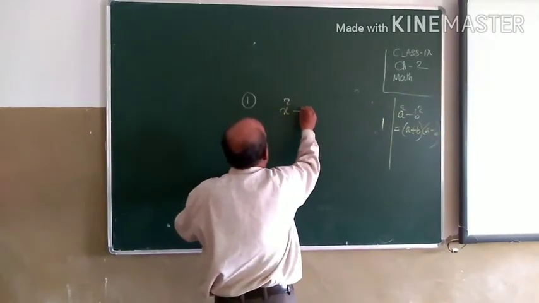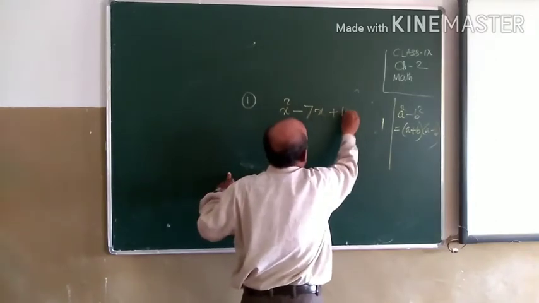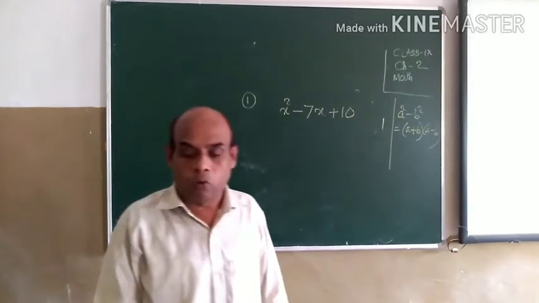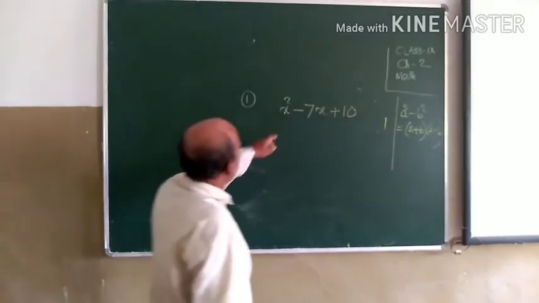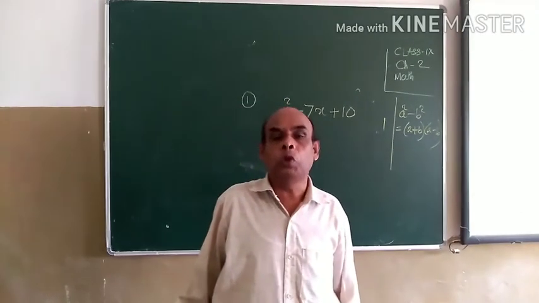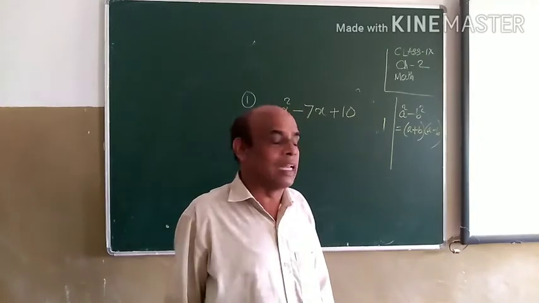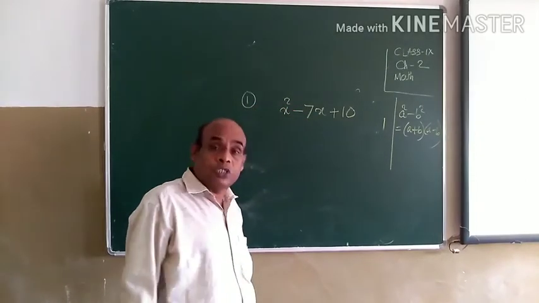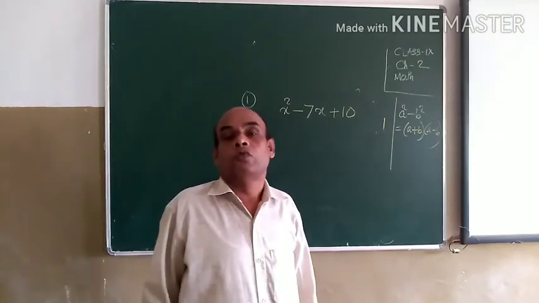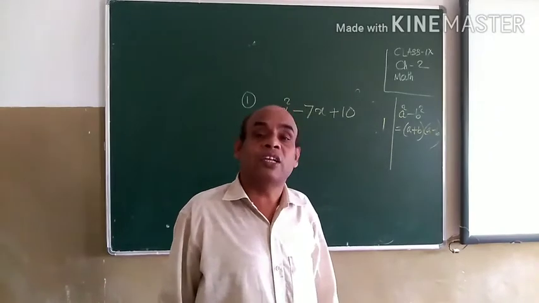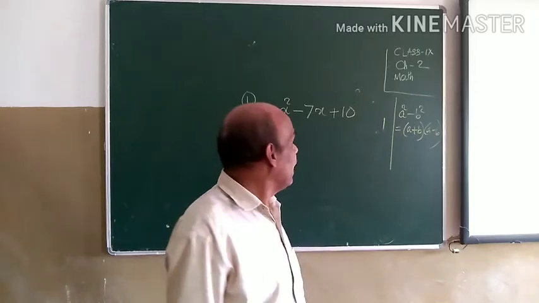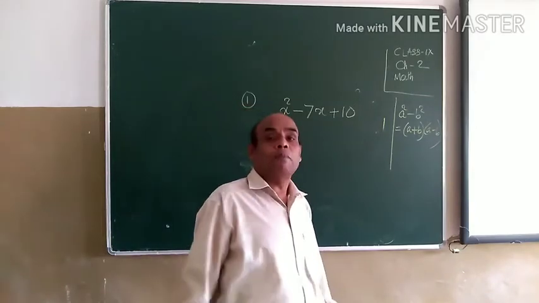Suppose the question is x square minus 7x plus 10. So this is a quadratic polynomial. Why quadratic polynomial? Because the power of x is 2. Since the power of x is 2, it is called a quadratic polynomial. So in this type of question, when a quadratic polynomial is there and there are 3 terms, we have to think about the method which is known as splitting of the middle term. It means we have to split the middle term.